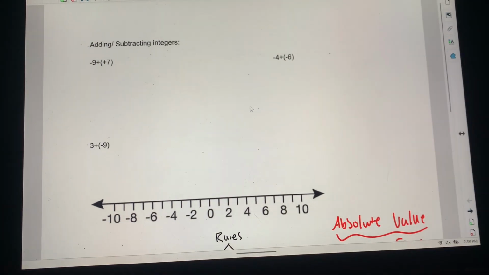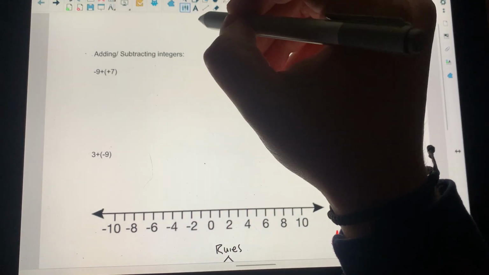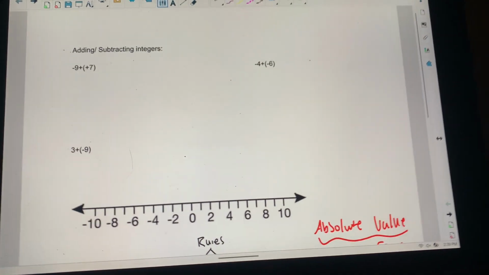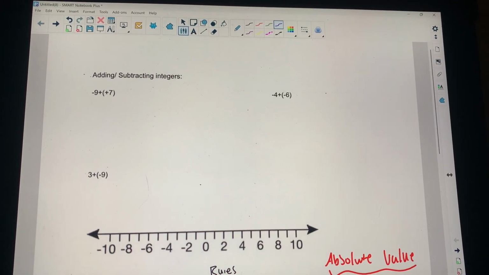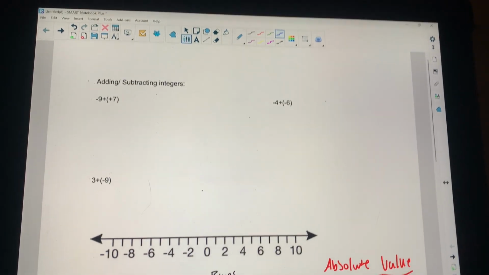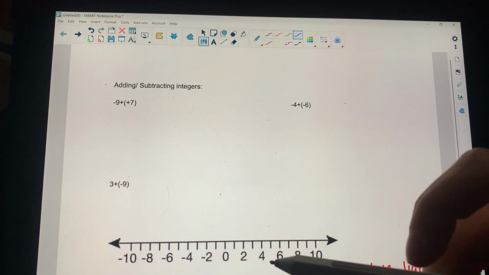All right, so we are going to real quick go over adding and subtracting integers. When we're starting off with adding and subtracting integers, especially when dealing with smaller numbers like this, we can do it two ways. We can model it with chips, which I'm going to show you, and we're also going to do a number line with these.